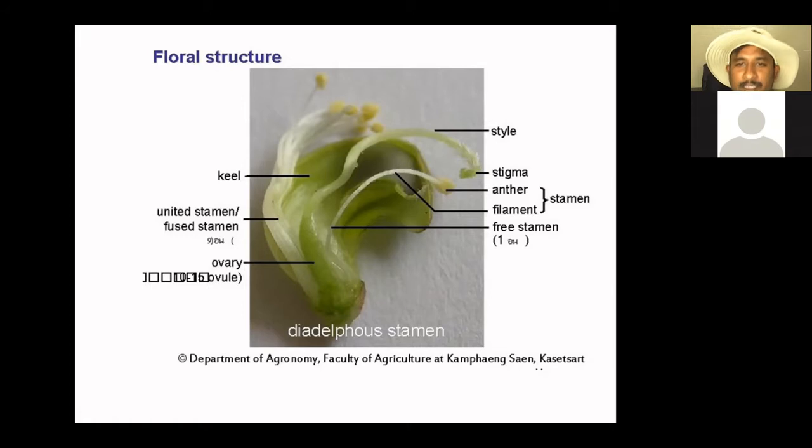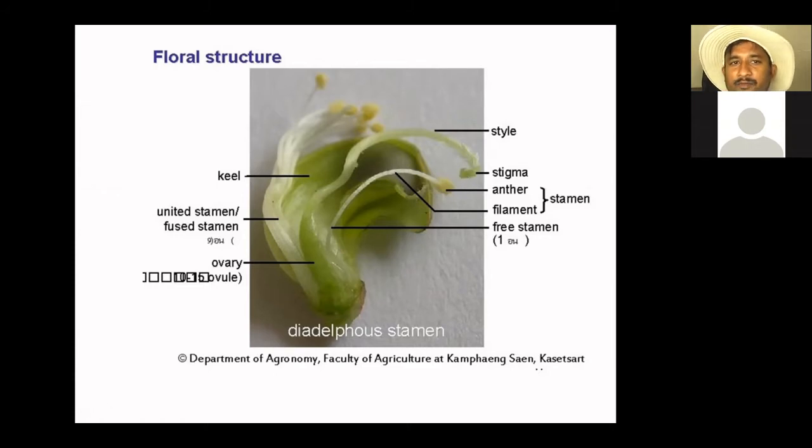We do emasculation in the evening time, we leave it open, and we do pollination the next day. Next day, in the sense, before sunset, we come to the field, we take out the pollen, and we test the pollen here at the stigma. We pollinate by hand with the forceps, pollen here on the stigma.